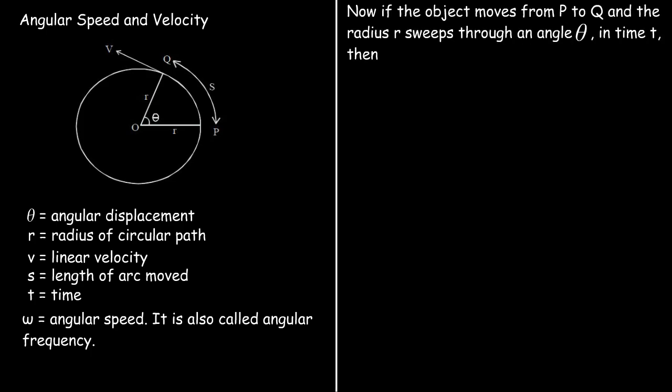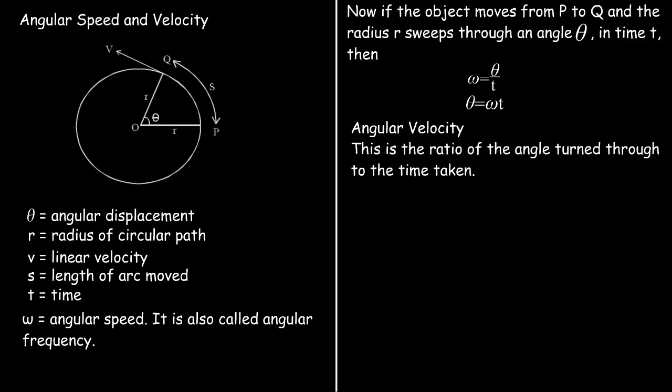Now, from the diagram, if the object moves from P to Q and the radius r sweeps through an angle theta in time t, then the angular speed will be theta over t, which will make theta equal to angular speed times time, or omega t. Now, also the angular velocity. This is the ratio of the angle turned through to the time taken. Linear velocity v is given by v equals s over t. Let's call this our equation 1.